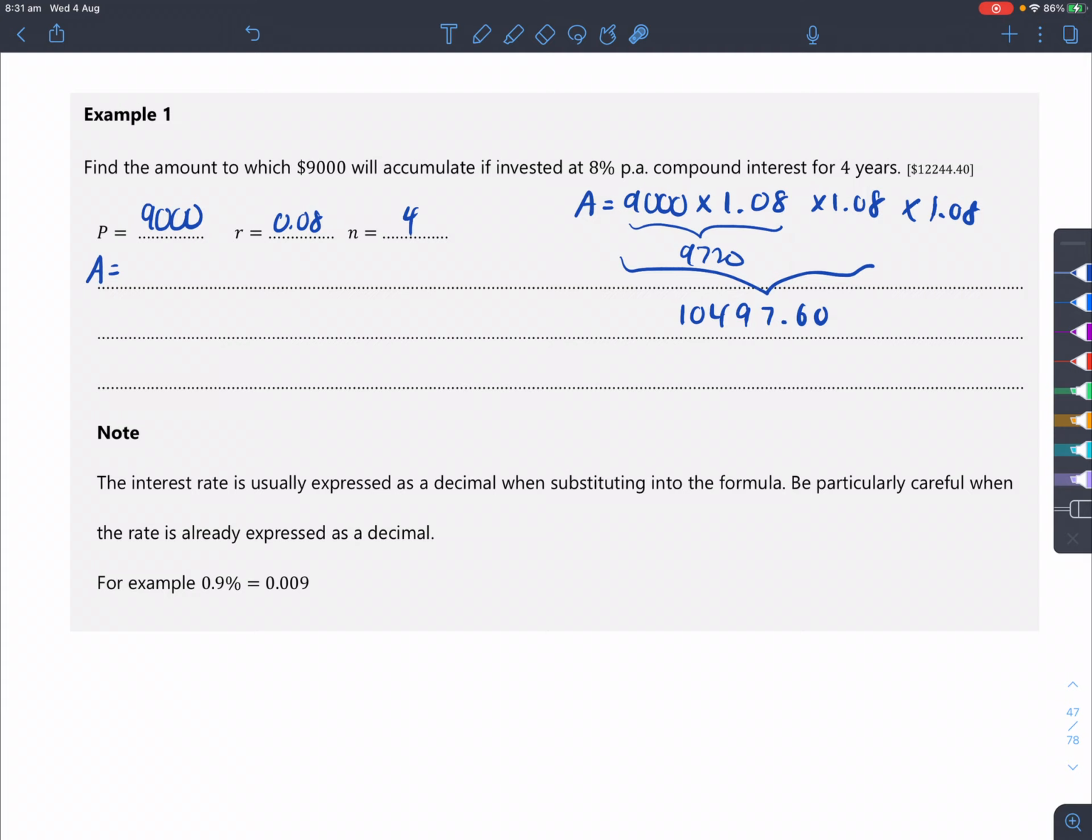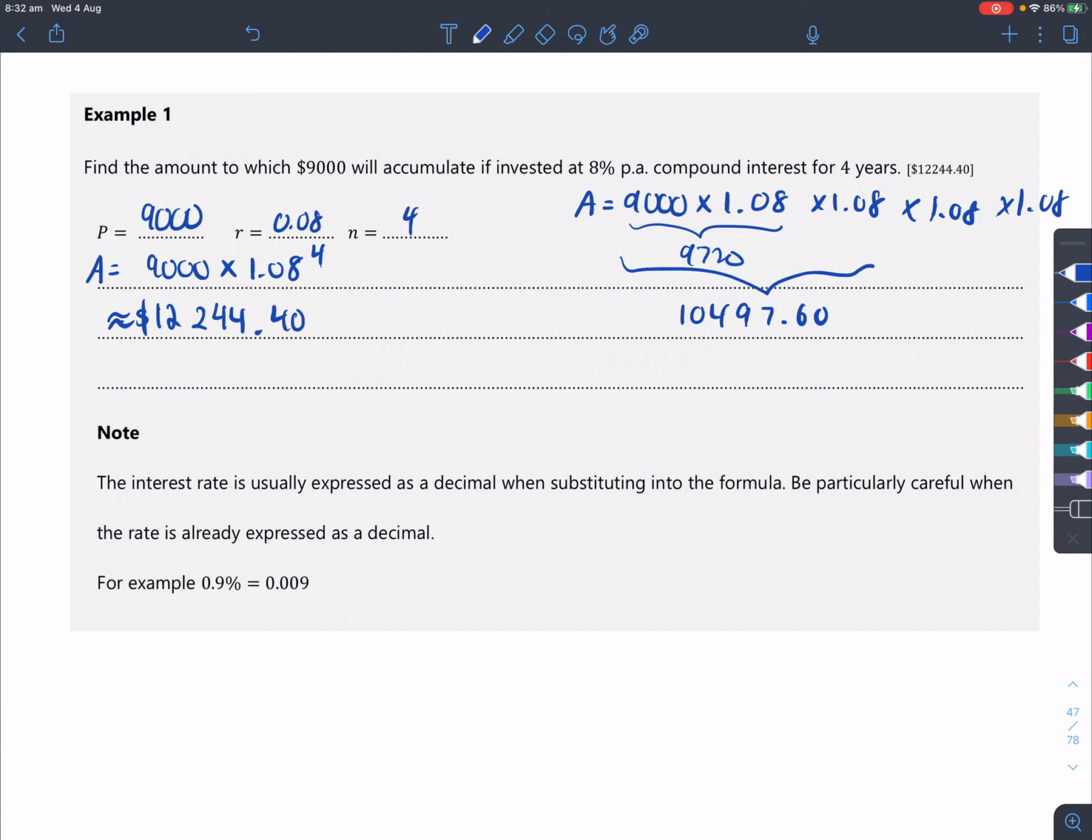Now, if I do this one more time, because I need 4 years' worth of it, I have 4 of these, which means the formula tells me to just put those together. It should be 1.08, but to the power of 4. So 9,000 times 1.08 to the power of 4 gives us $12,244.40, and that's by rounding to the nearest 2 decimal places.